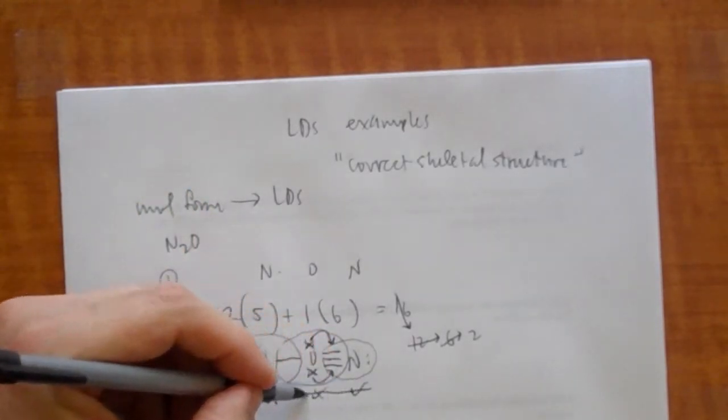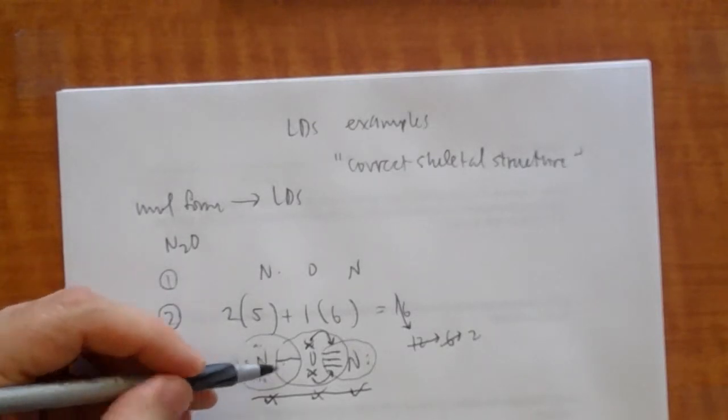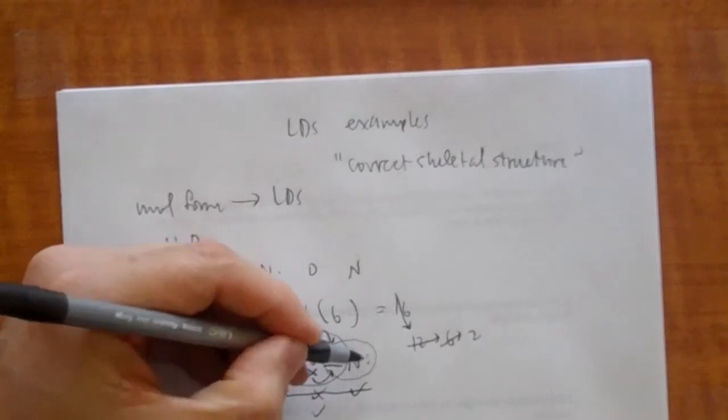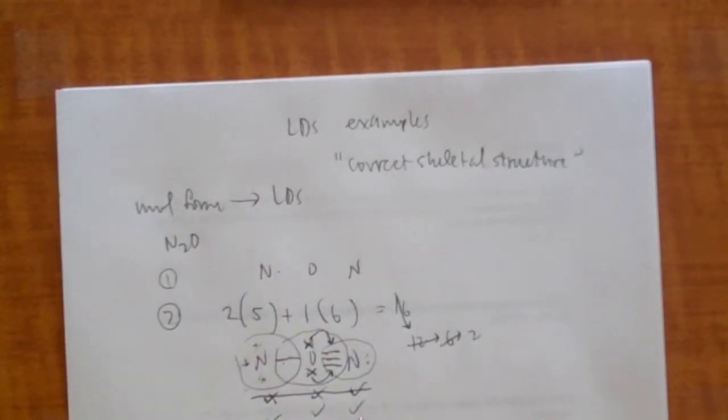I'm always scared at this point. I start all over again. 2, 4, 6, 8. That's good. 2, 4, 6, 8. That's good. 2, 4, 6, 8. That's good. All right. This Lewis structure works.